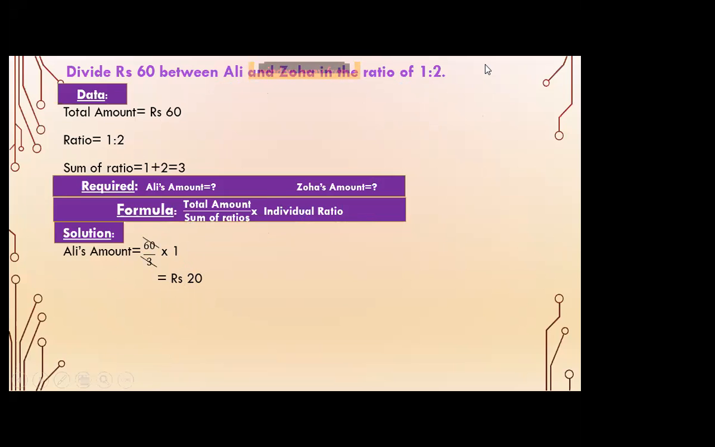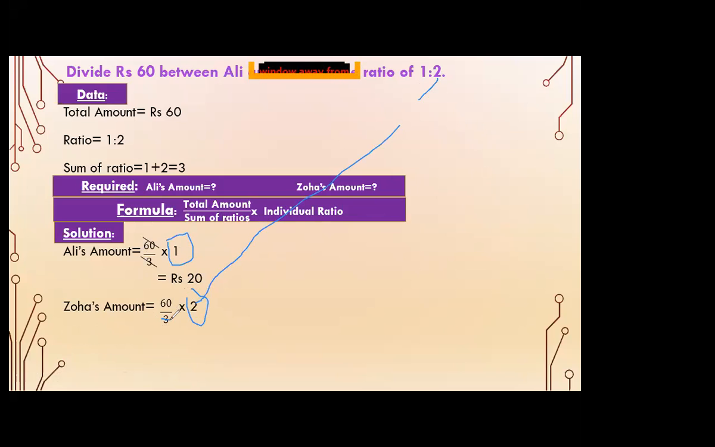Now, how can we find Zuha's amount, students? Zuha's amount is equal to total amount 60 upon 3 and the individual ratio of Zuha is 2. What is the individual ratio of Zuha? Zuha's ratio is the second ratio, so we have written 2 over here. The difference between Ali's amount and Zuha's amount: we write 1 for Ali and 2 for Zuha. Clear, students?